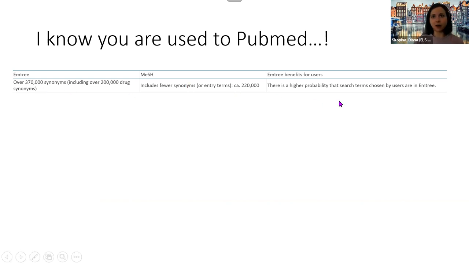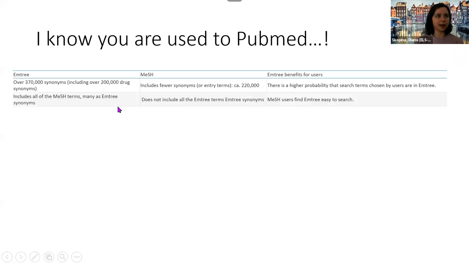So here we see the graph of comparison between Emtree, MeSH, and what you're going to have as a benefit for using Embase. In Embase, you're going to have over 370,000 synonyms, including 200,000 drug synonyms. So it's quite a lot compared to PubMed that has in total around 220,000 synonyms. Then the next is, Embase is going to include also MeSH terms. So if you're used to searching in MeSH terms, you can use them in Embase as well, okay? But you cannot use Embase terms in PubMed.